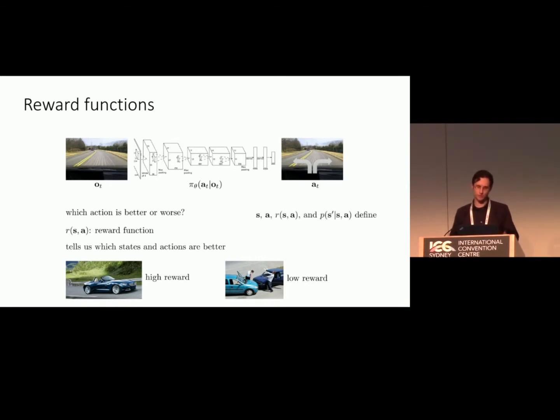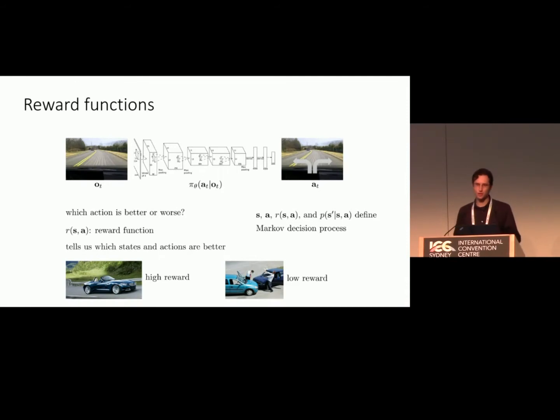So now we've defined everything that we need to specify a reinforcement learning problem. We have the state S, we have the action A, we have the reward function, which is a function of the state and action, and we have the transition dynamics, which govern how the states evolve. And together these define a Markov decision process. If you have observations and your policy depends on the observations, not on the states, then you have what's called a partially observed Markov decision process.